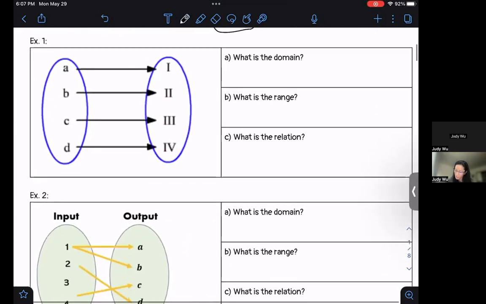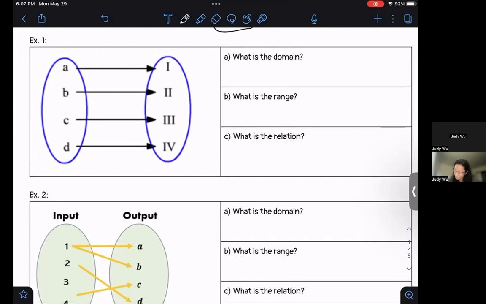So let's take a look at some more examples. All right, first example up here. Example 1, all right? We've got a blobby looking thing. This is our first set, our domain, our input, our independent variable. And then this is our second set, or our range, or output, or dependent variable, okay? So let's take a look at the questions here. What is the domain of this relation? Well, as it turns out, the domain is just going to be the things in the first blob, right?